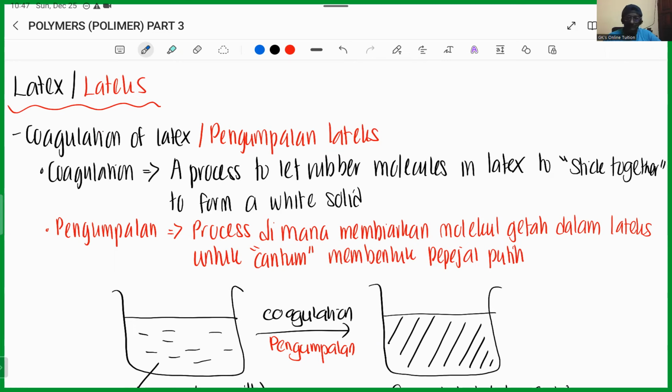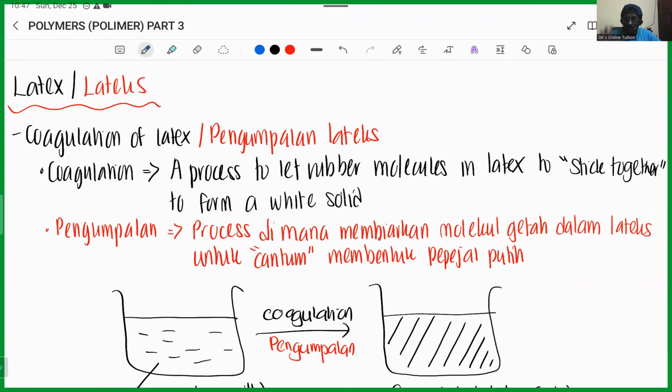Okay, latex ni saya dah pernah cakap. Latex ni sebenarnya is natural rubber. Sebenarnya getah asli. Latex datang daripada getah asli, atau getah asli datang daripada latex. Vice versa. It's the same thing. Benda yang sama. Okay, latex ni kamu jumpa dekat mana? Kamu jumpa dekat pokok getah. You get it from the rubber tree.